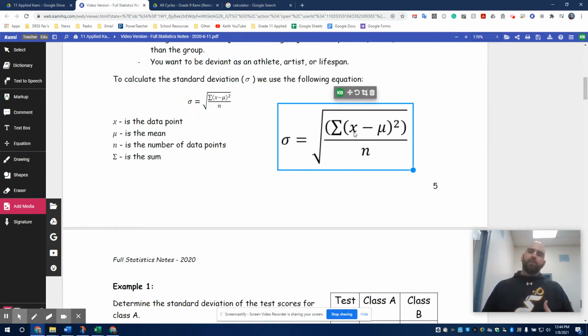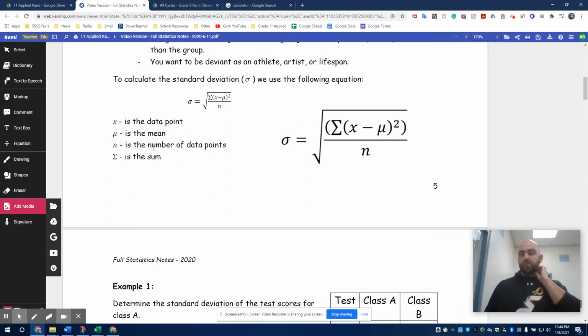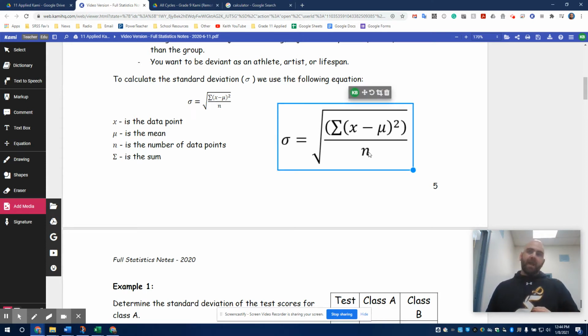We take every single data point and we subtract the mean from that data point. So we do x minus the mean, and then we square that answer. Then we do the next one, x minus the mean, square that answer. After we've done that for all of them, we take the sum of them all. We add all those together, then we divide by n. N is the number of data points that we have, and I have all those definitions here on the side as well. So we divide by n, and we take the square root of our answer. That is the standard deviation.